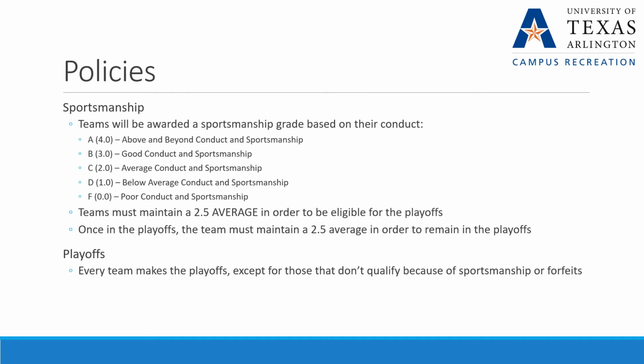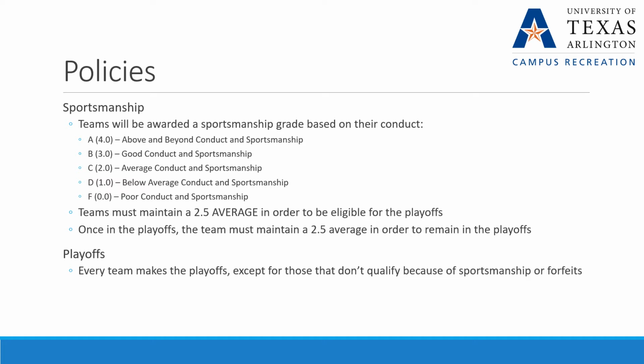Our sportsmanship system is as follows. Teams will be awarded a sportsmanship grade for each game based on their conduct. A 4.0 or an A is above and beyond conduct and sportsmanship. Good conduct and sportsmanship will be assigned a B or a 3. Average conduct and sportsmanship is a 2. Below average conduct and sportsmanship is a 1. And an F, or 0 points, is poor conduct and sportsmanship.